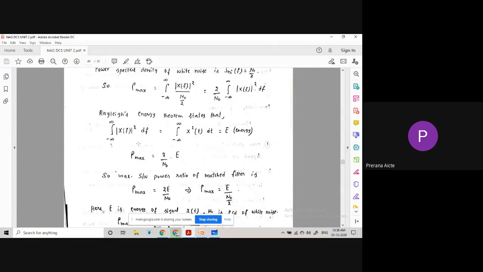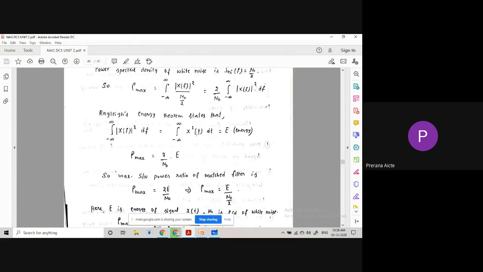And we know from Rayleigh's energy theorem that the integral of |X(f)|² equals the integral of x²(t), which is nothing but the integration in the frequency domain, equal to the energy of the signal.